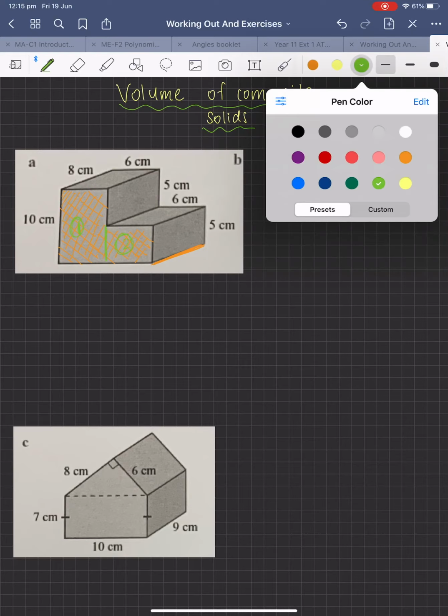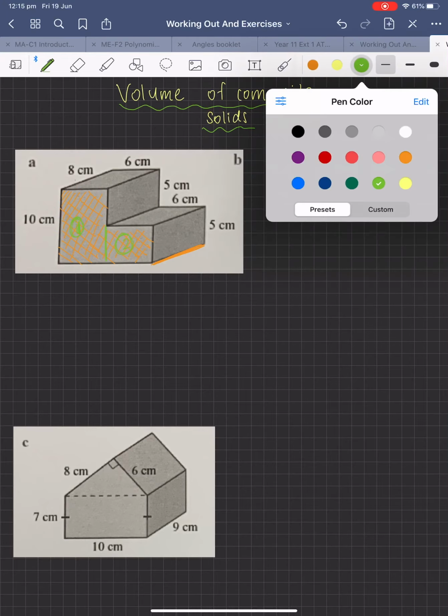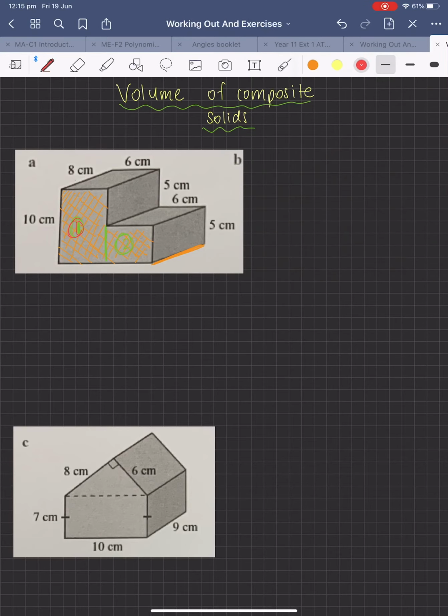Area 1 and area 2. For area 1, what shape is it? It's a rectangle, so it'll be length times breadth. What's the length of this rectangle? It's going to be 10. What's the breadth? Have a look here. It's going to be 6. So it's going to be 60.